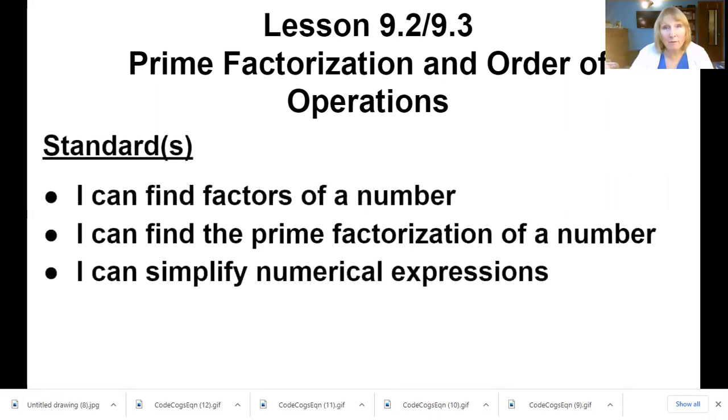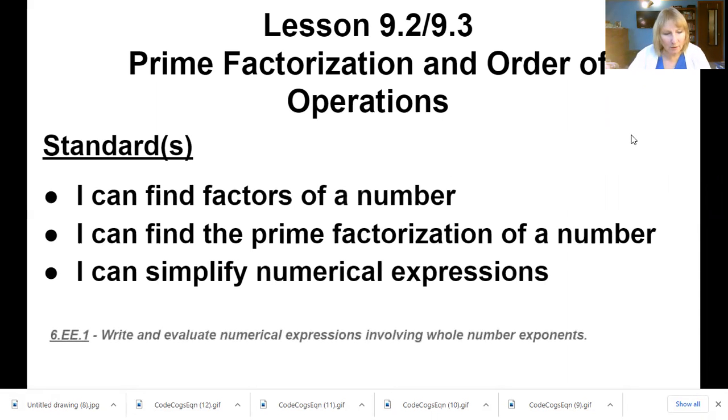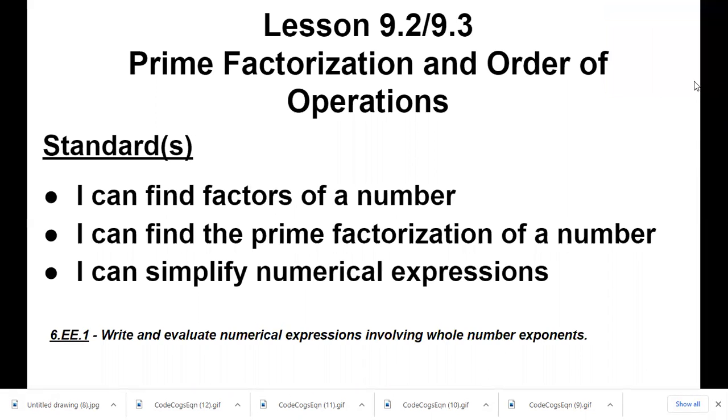Standards are: I can find factors of a number or numbers. We've done this in the beginning of the year, so this should be review for you. I can find the prime factorization of a number. We also did a little bit of this at the beginning of the year as well. And finally, I can simplify numerical expressions. The actual standard says EE1, write and evaluate numerical expressions involving whole number exponents. I'll minimize myself and let's get going.